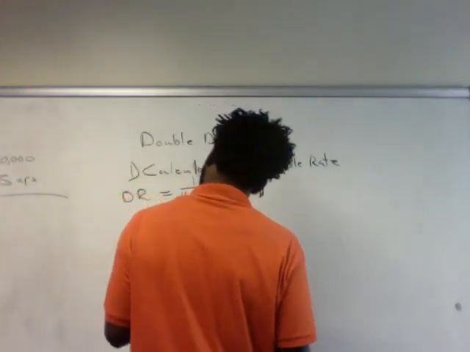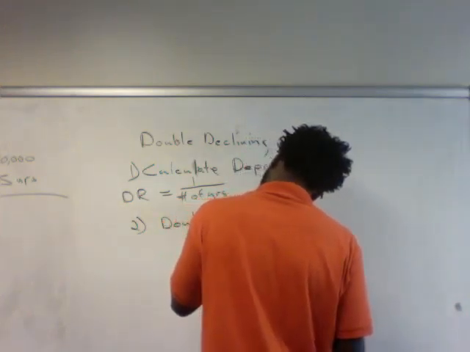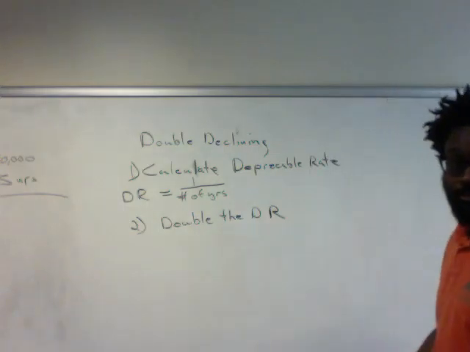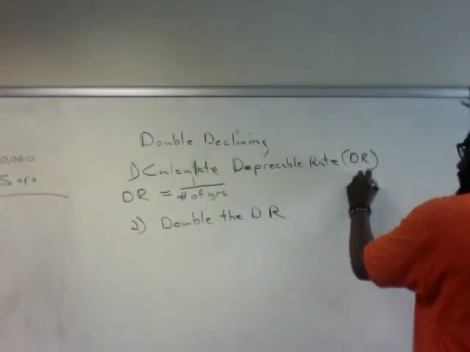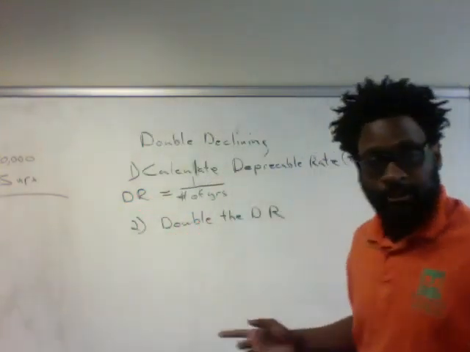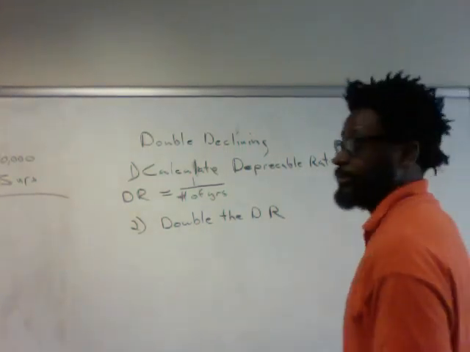Step 2 would be to double the depreciable rate. Double the depreciable rate. Okay? And so, in order for us to calculate this rate, we have to follow these 2 steps accordingly. All right?